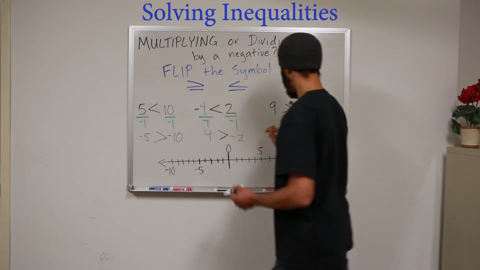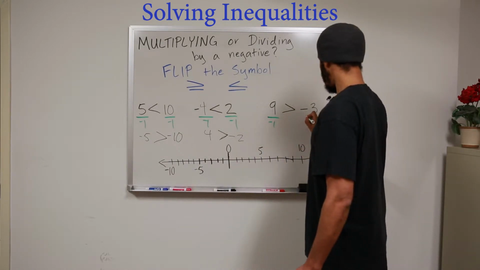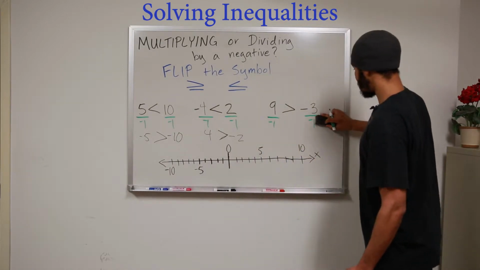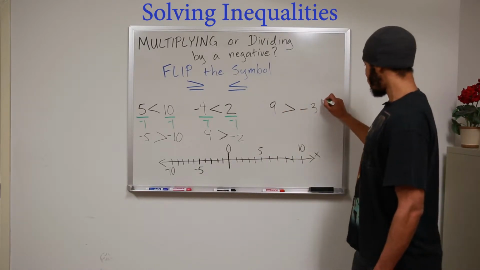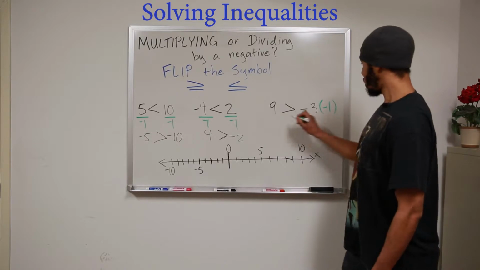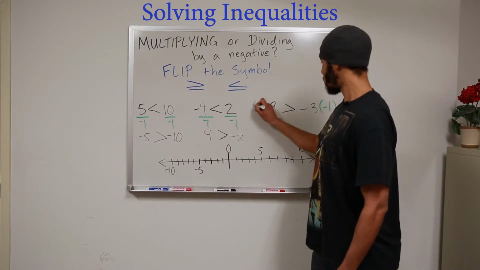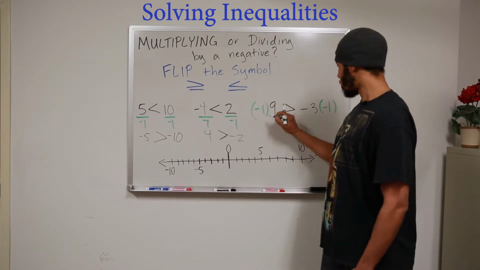Coming over here, same thing. Let's show the other way. Let's be clear on multiplying and dividing by -1. This time I'm going to multiply by -1 here. Same thing, it changes the symbol.